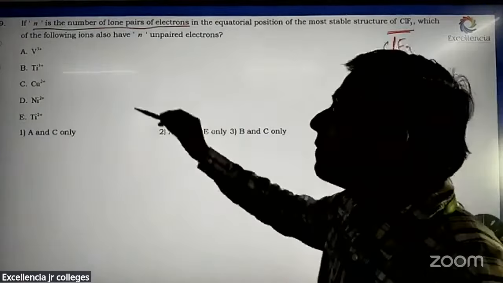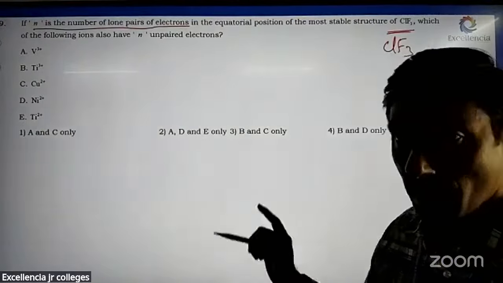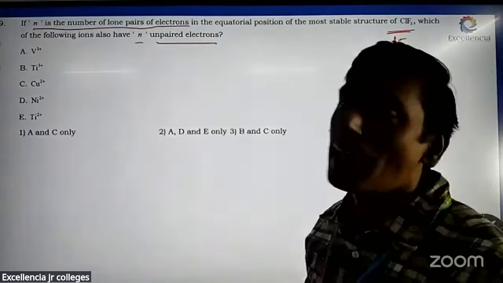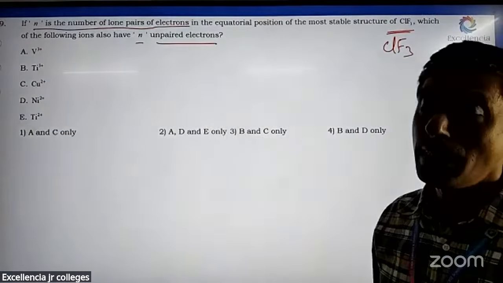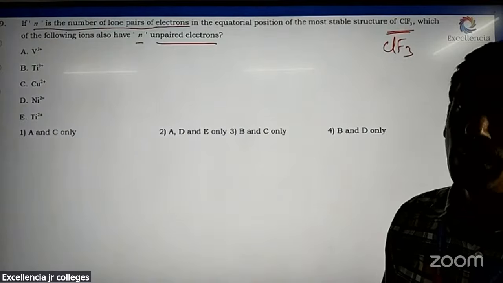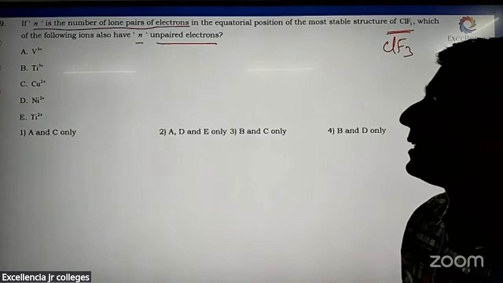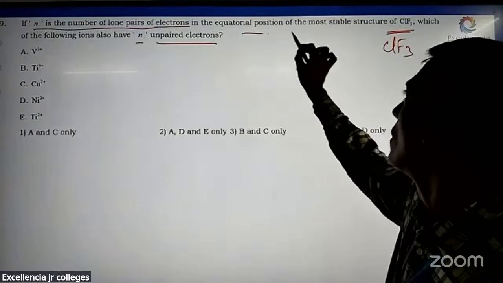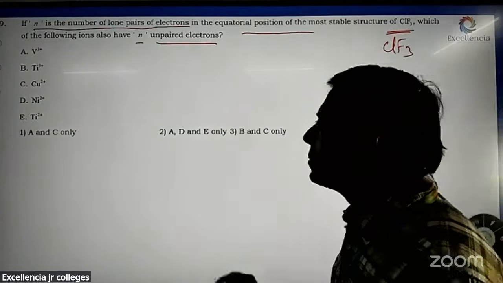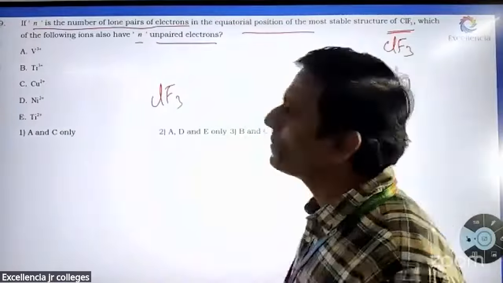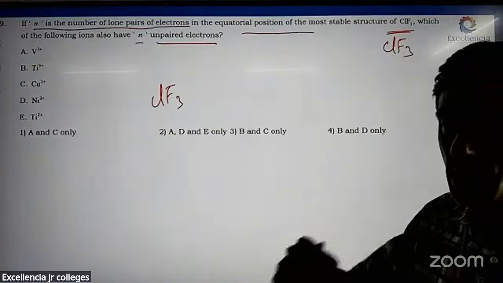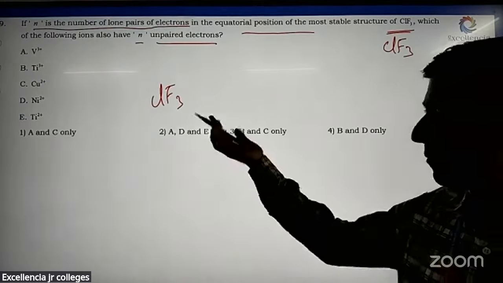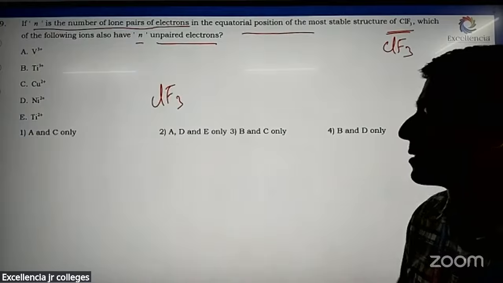And what they are asking, when we go for the question, they are not asking the lone pairs. The following also have N unpaired electrons. So if you are not reading the question properly, you will make the mistake again. So read the questions properly when you are writing the exam. N is the number of lone pairs of electrons in the equatorial position of the most stable ClF3. About this ClF3, we'll be studying it in valence shell electron pair repulsion theory, and in group 17 elements also we will come across this molecule.